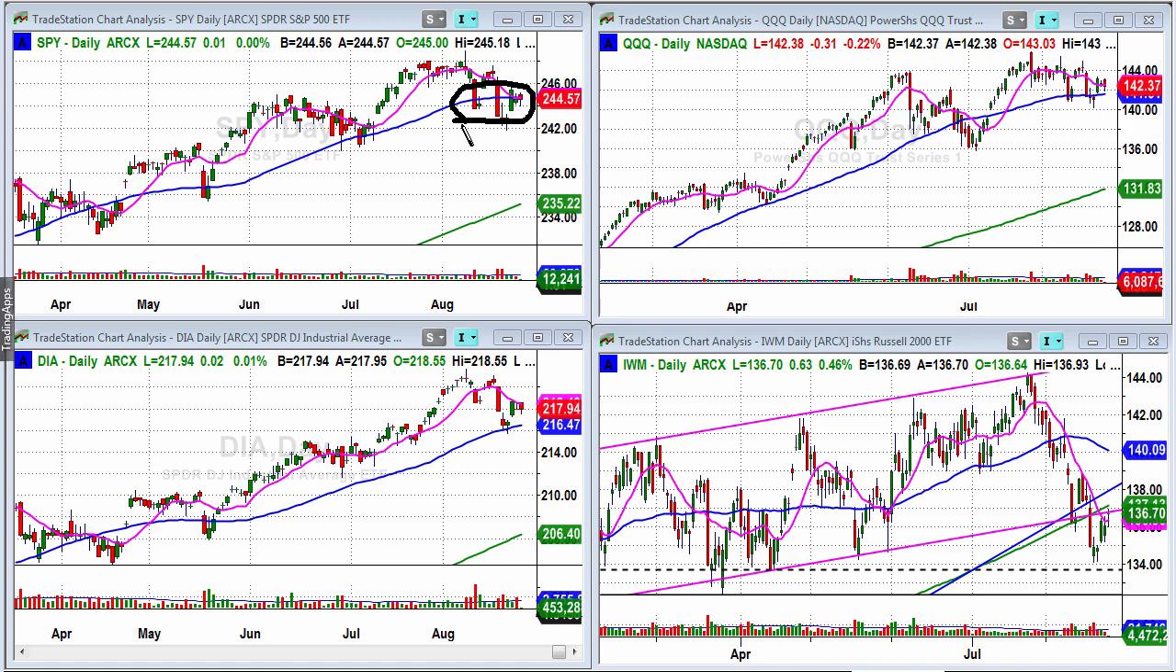So I'm focused on these particular patterns because, as you can see in the SPYs here, it's hovering right around its 50-day moving average, this blue line. And the Q's right on its 50-day moving average. And the Dow just bounced off its 50-day moving average. And the IWM down here in the lower left, this green line is actually its 200-day moving average, and this is a big line of support here.